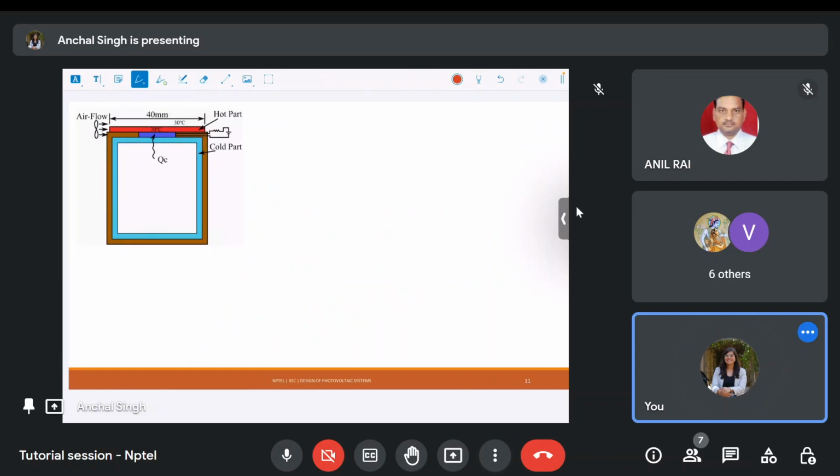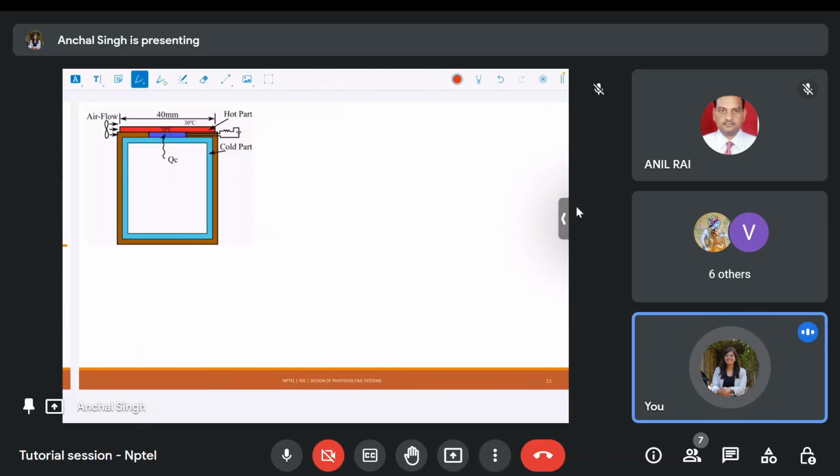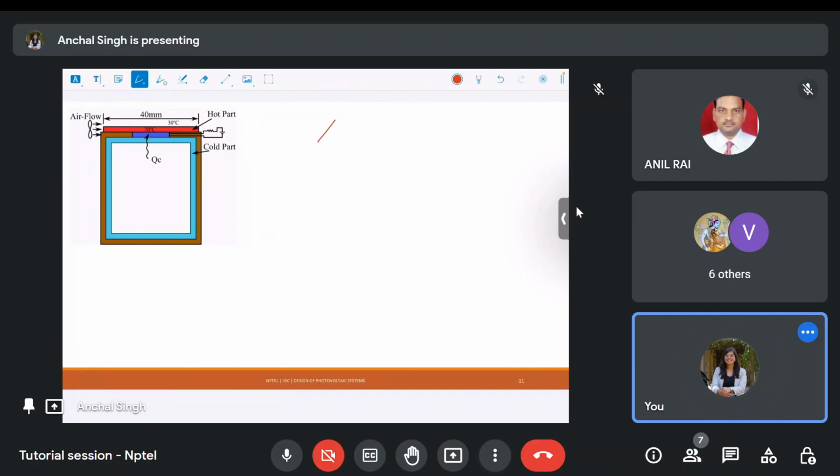So now, in order to calculate the power dissipation from all sides of the heat sink, if you look at this heat sink, there are two sides. One is the top side and another one is the bottom side. If you draw the diagram of the heat sink, because of the forced flow, this is the direction in which the air flows. This is 40 mm, this is also 40 mm, and this height is 3.5 mm.